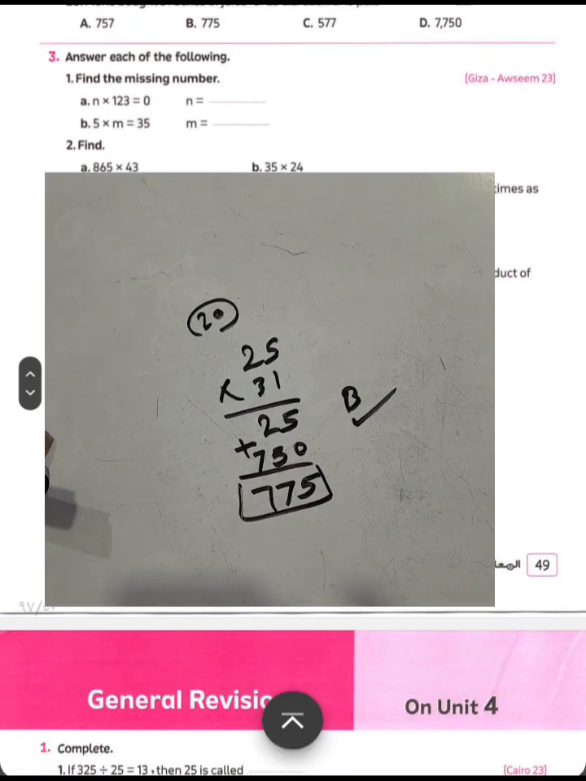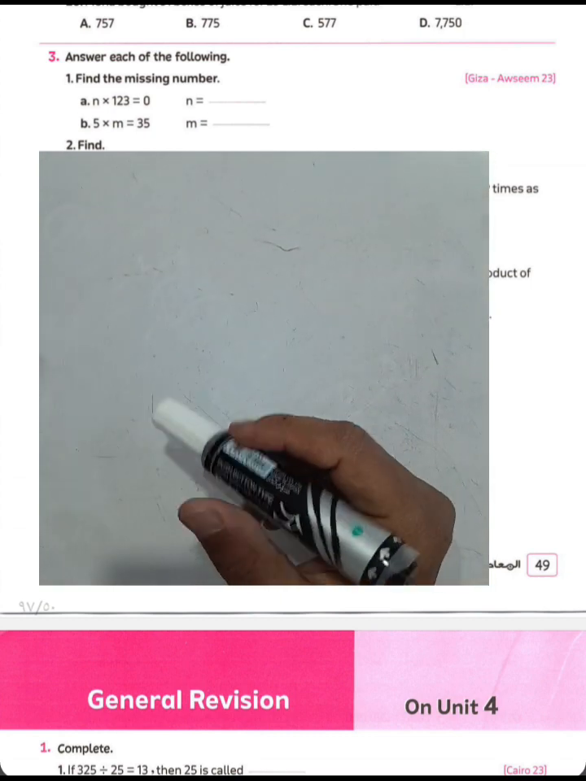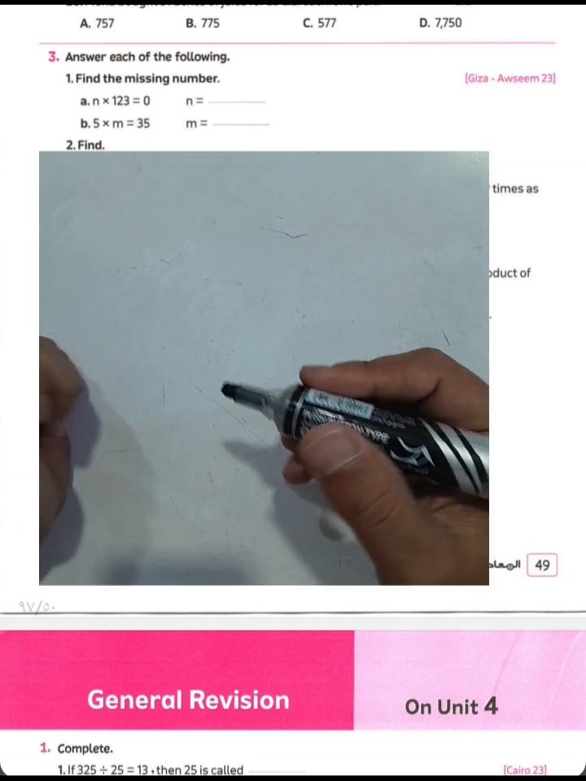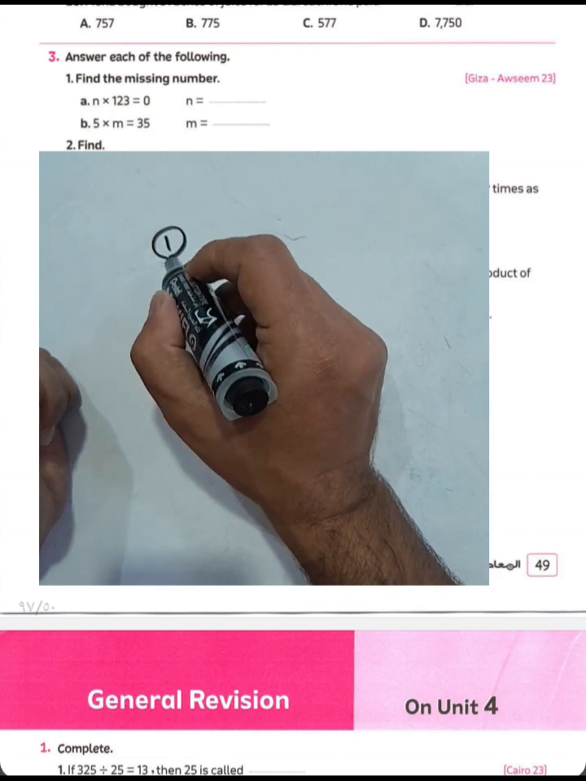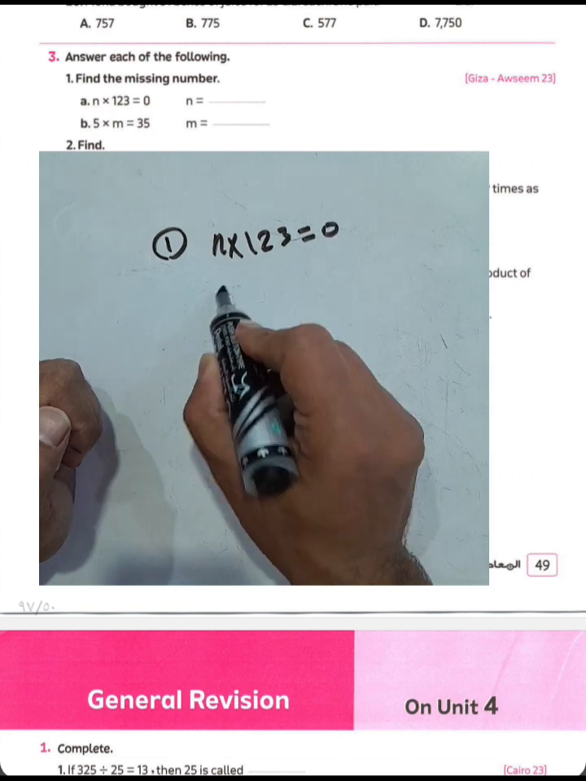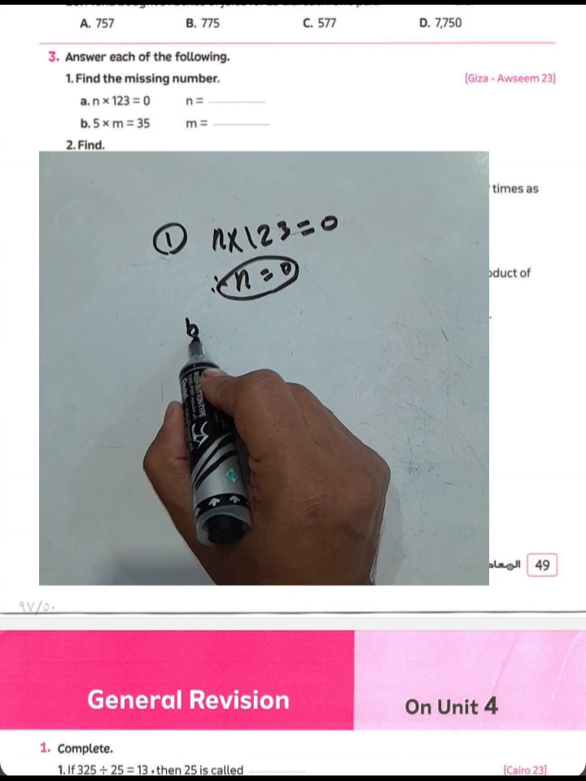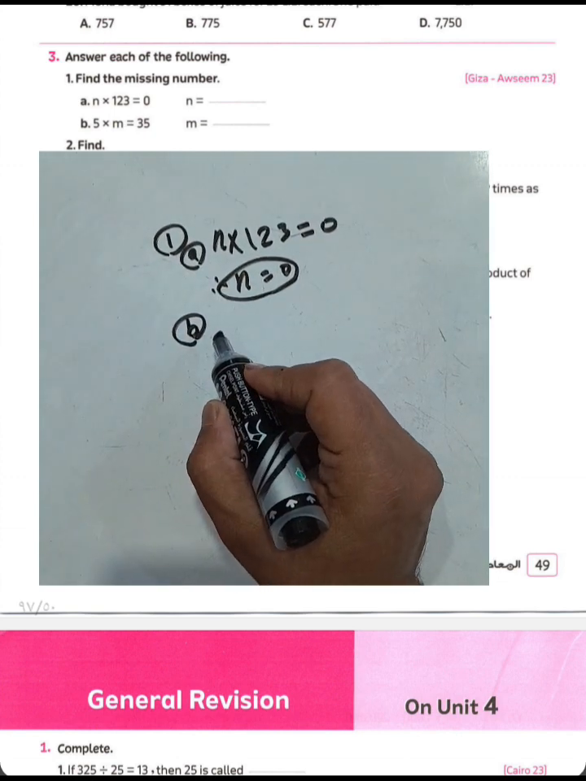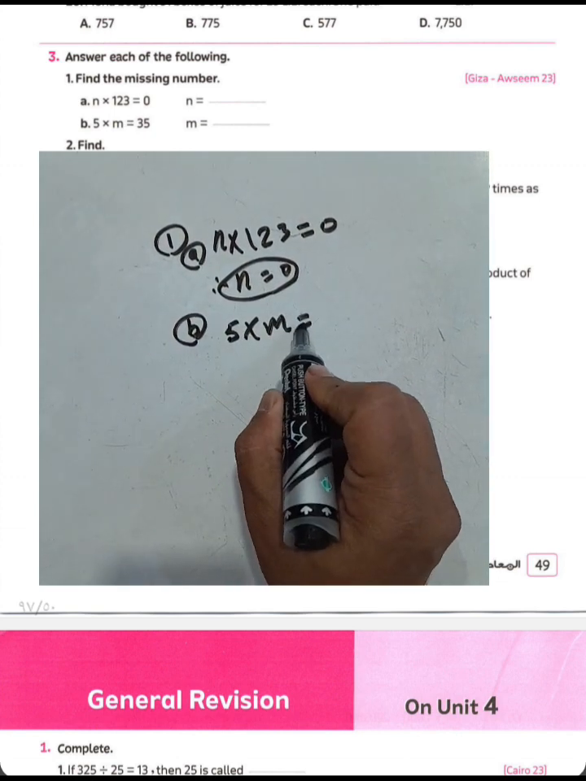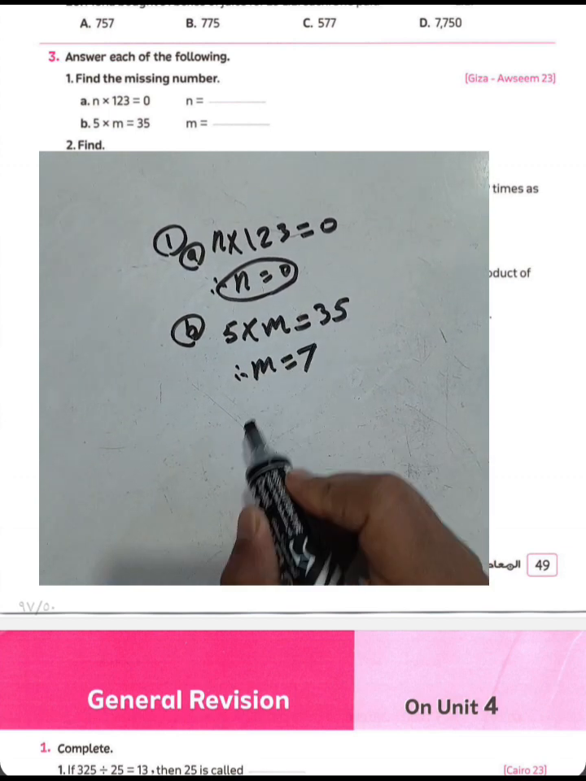Question number 3. Answer each of the following. Find the missing number here. Letter A. 123 times 0, then n will equal what? n will equal 0. Letter B. 5 times m equals 35. Then m will equal 7.